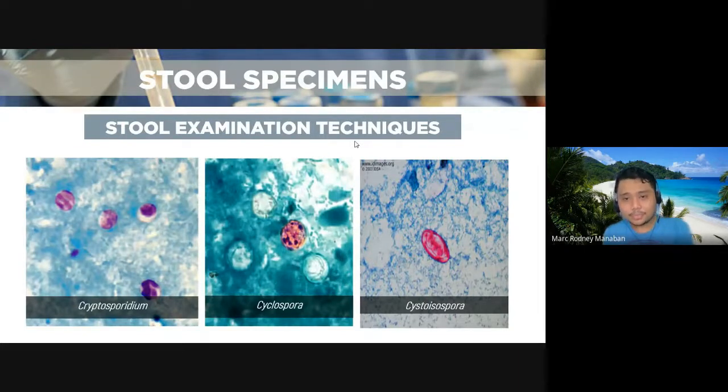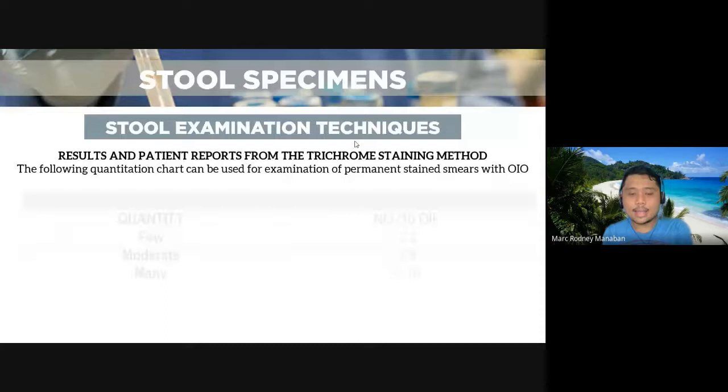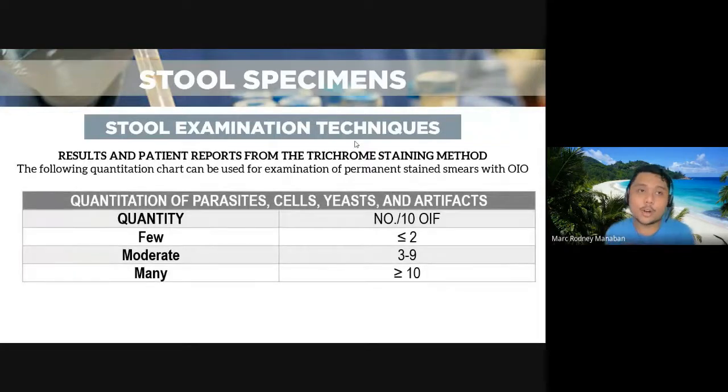Ayan. So yes, and also, if you use your trichrome stain, depende sa lab, you can quantitate your results. Okay, so here's an example of a quantitation table. If you see less than or equal to two parasites, cells, or yeasts and artifacts per 10 OIF, then you report that as few.